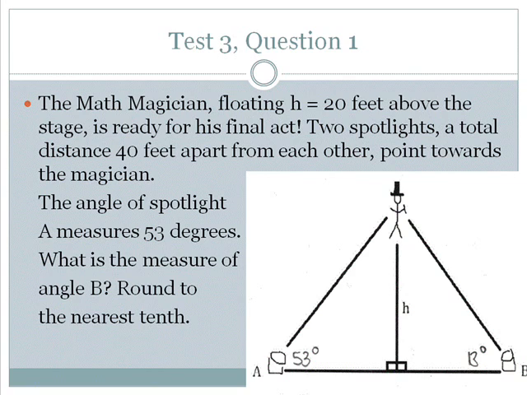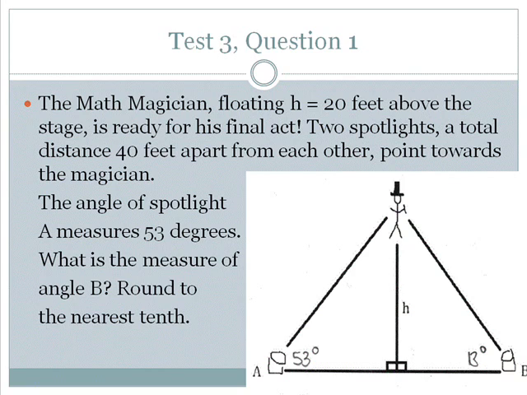For test number 3, we actually started doing a little more work with trigonometry, as well as just a short section on exponential functions, logarithms, things like that. So I had here, I think, a pretty straightforward right triangle problem. The math magician, floating 20 feet above the stage, is ready for his final act. 2 spotlights, a total distance of 40 feet apart from each other, point up towards the magician.